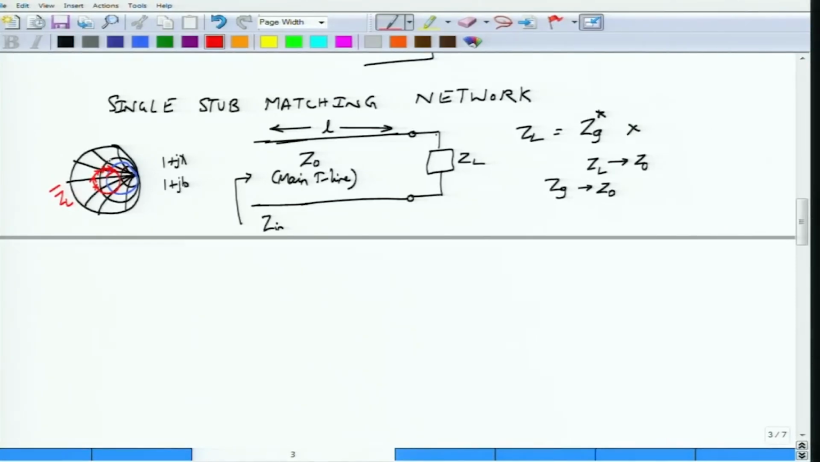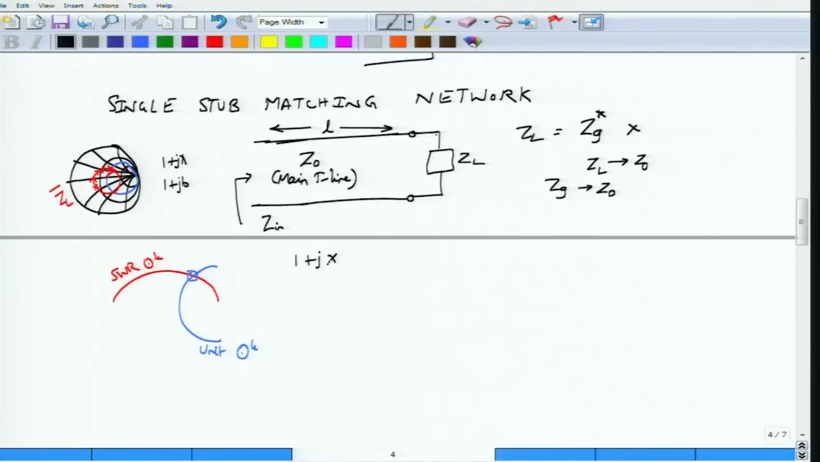Now what happens at this point? At this point something interesting has happened. I am moving on the SWR circle, this is my constant SWR circle. What actually happened was I hit upon the unit circle on the Smith chart. So at this intersection point, as you keep moving on the SWR circle and it meets the unit circle, it indicates that the impedance at that distance along the transmission line is of the form 1 plus jx, correct?